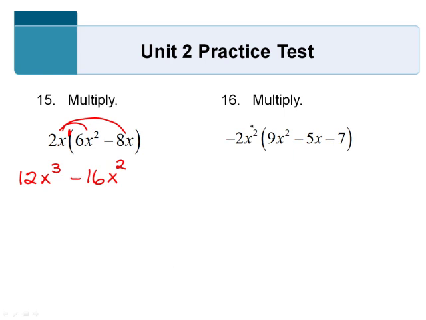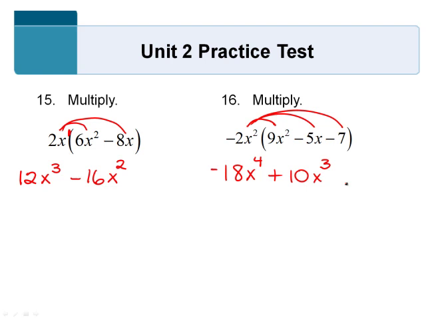We do the same thing on number 16, except that we're going to have to multiply 3 times. So negative 2x squared times 9x squared would be negative 18x to the fourth, because you add the 2 and 2. Now we have negative 2x squared times negative 5x. That's going to be positive 10x to the third. And a negative 2x squared times negative 7.